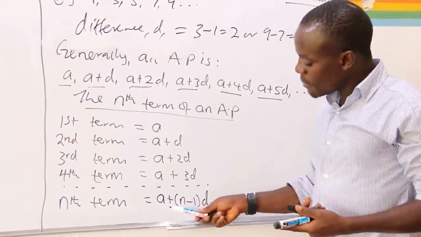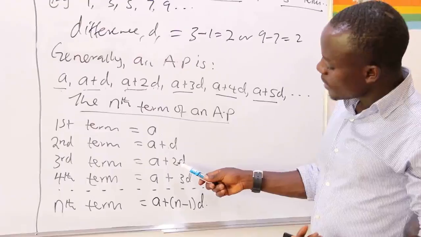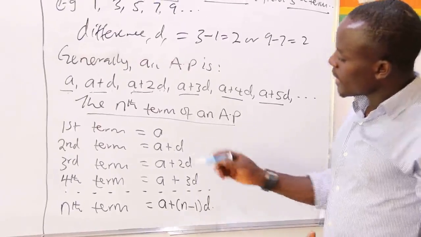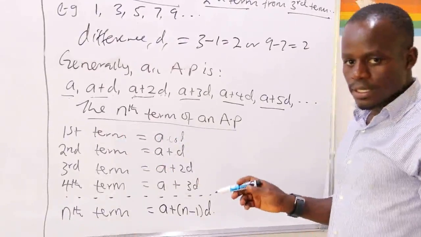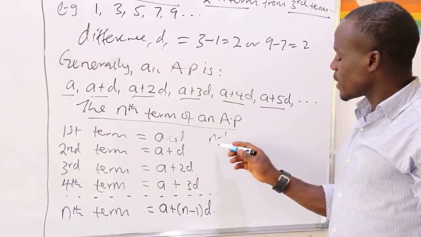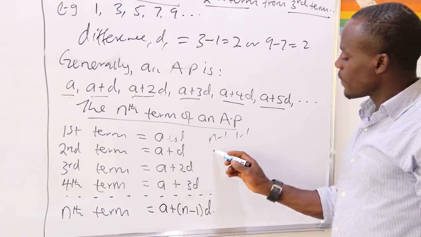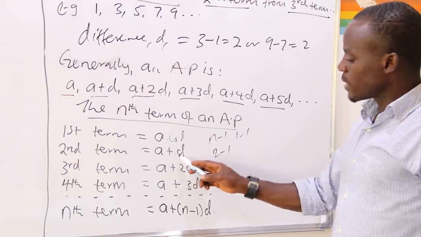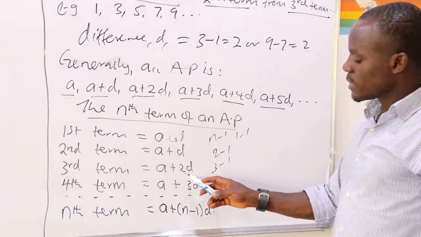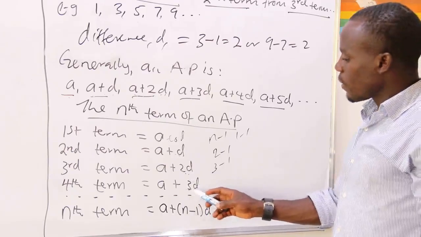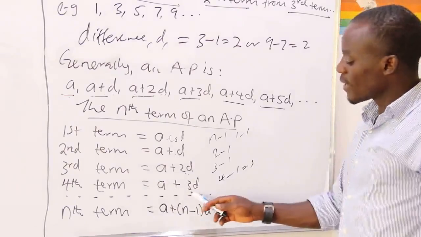Then it's going to be A plus... Now if you look at it, this is D, 2D, 3D. Here it is the same thing as 0D, and our n is 1 here, isn't it? So if I have n minus 1, that is 1 minus 1, I'll get 0. Here, my n is 2. If I have 2 minus 1, I'll have 1D. Here, my n is 3. If I have 3 minus 1, I'll have 2D. Here, my n is 4. That's the fourth term. I'll have 4 minus 1, that's 3. That's why we have 3D.